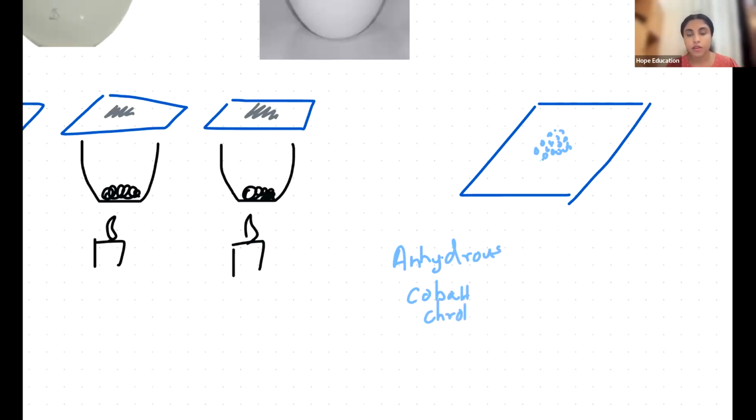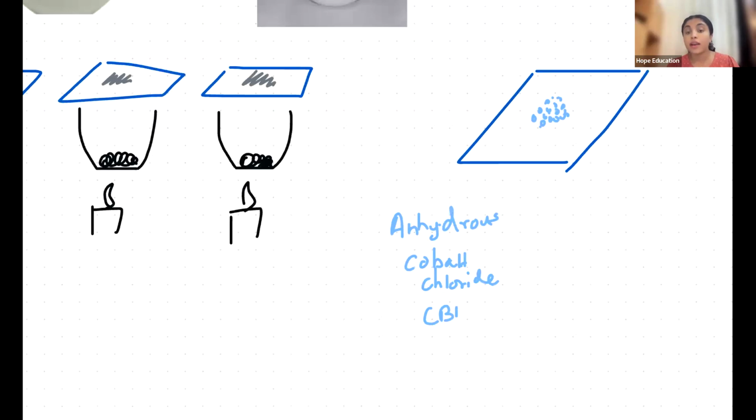Chloride. This is a powder and it's blue color. I put this powder onto those liquid droplets, onto this. While I'm watching, I can see that this turns to pink color. Anhydrous cobalt chloride, which is blue in color, will turn to pink color.